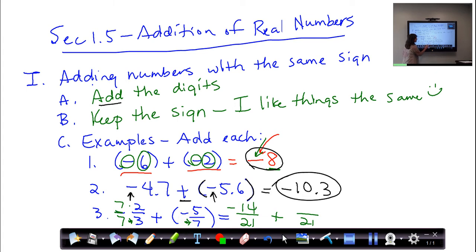Now I'm going to take this 7, multiply it by 3 to get a 21. Do the same thing on the numerator. 3 times 5 will give me a 15. And remember, again, it's also negative, so I'm going to keep it as negative.